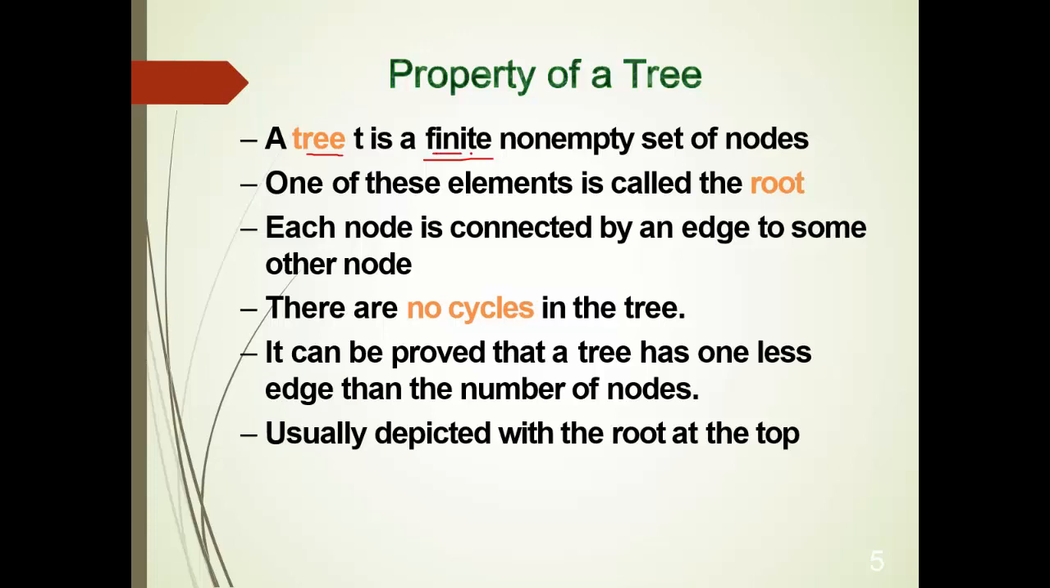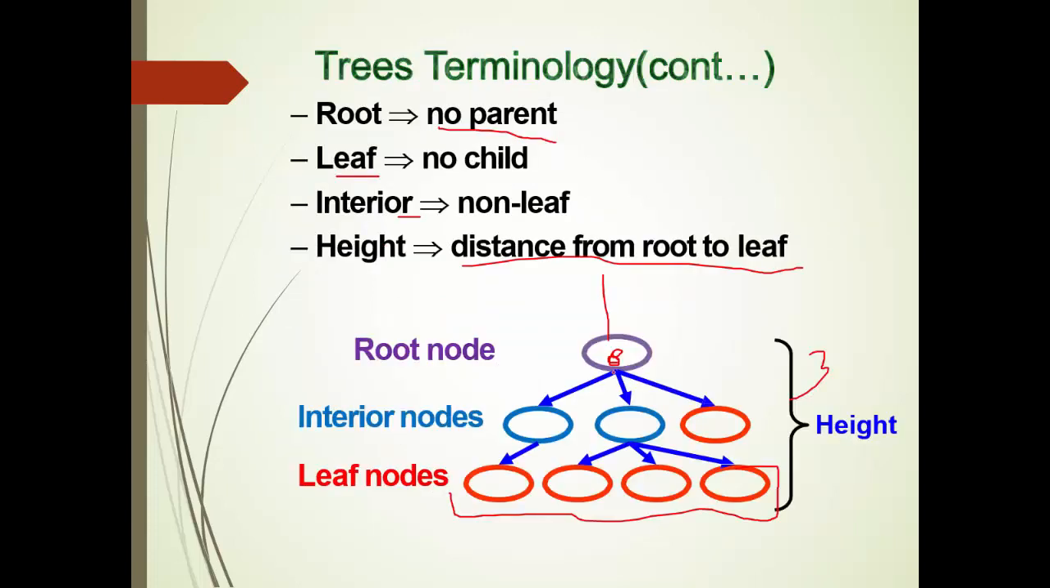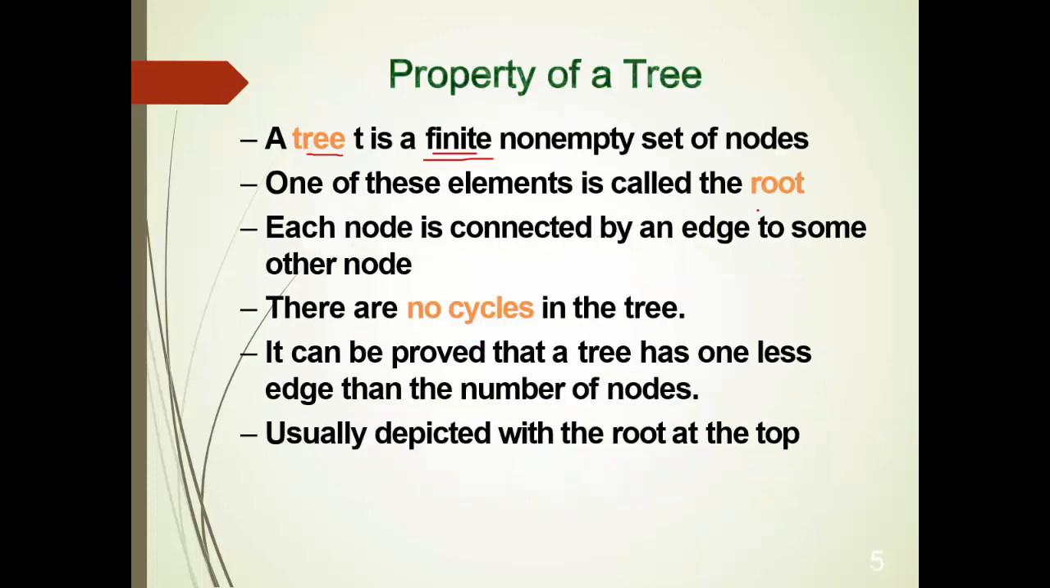When you say finite, it means it is something that is not infinite. It is something that we know the starting and also the ending. And also each node will be connected to another using an edge. They are connected. They should be connected to the root. And also there should be no cycle.